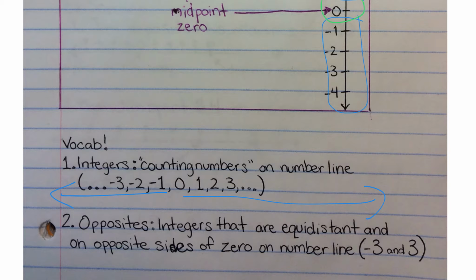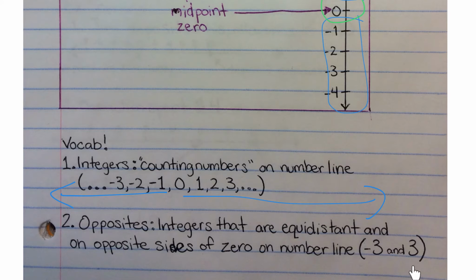And then opposites, which we're going to talk about a lot more in a coming lesson, but I want to give you a little preview. Opposites are integers that are equidistant, which just means they have the same distance, and on opposite sides of 0 on the number line. So altogether, opposites are integers that are equidistant and on opposite sides of 0 on a number line.